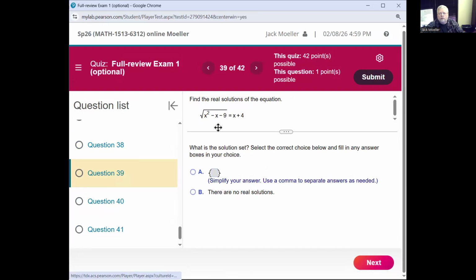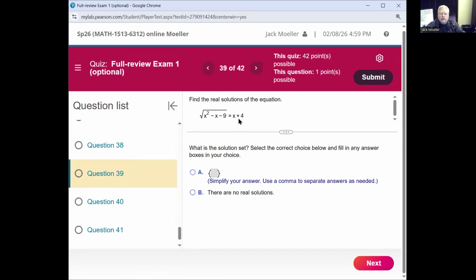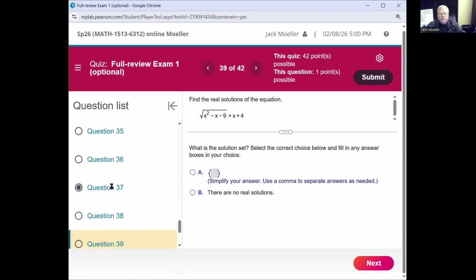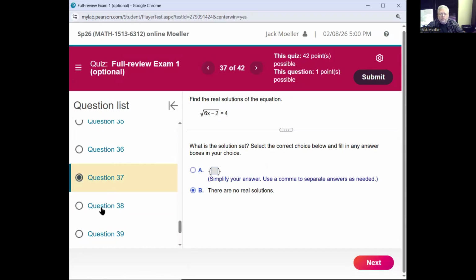Yeah, so this one looks messy because this x plus 4, you're going to have to write that out twice and FOIL it out. But on the left-hand side, when you square that square root, you're just going to have x squared minus x minus 9. So that x squared on the left side is going to cancel out the x squared on the right side. So that would be the messy version of that. You're definitely going to have one kind of basic, like one 37 or 38, and then you might have one like this.